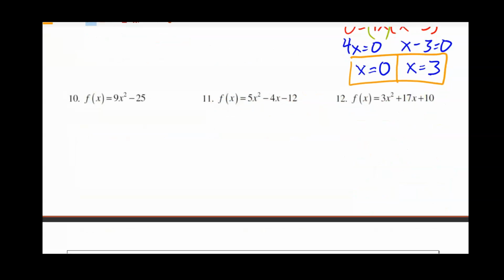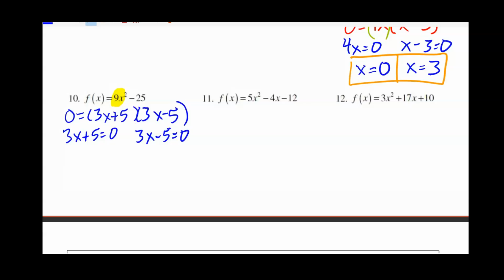On 10, 10's a little different, and the reason why is because I have an x squared term and no x term. So this does factor as a difference of perfect squares. There's two strategies I can use on this one because it has just a single x value and it's just x squared. I don't have x squared and x in the same problem. So factoring, 0 equals 3x plus 5, 3x minus 5. So I should see a difference of squares, plus and minus, perfect square set. So 3x plus 5 equals 0, 3x minus 5 equals 0. Subtracting and adding the 5 on both sides, dividing by the 3 on both sides.